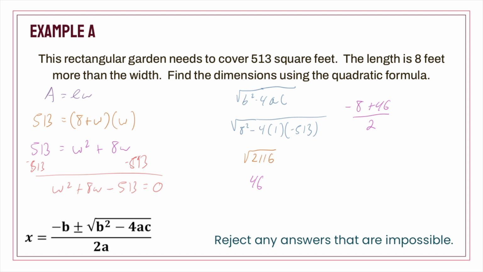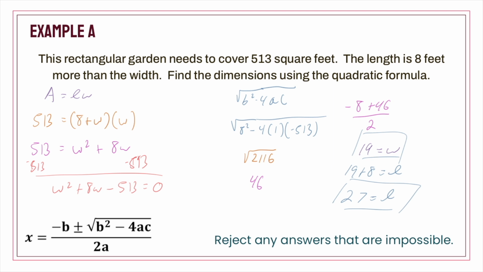Again, you can type this all in your Desmos calculator. That would be my recommendation, but you can, of course, do it by hand. And if you do this, you're going to end up getting a width that is going to be 19. So our width is 19, which is great because that's one of our answers, but we also need the length. So we're going to go ahead and plug that in, because remember, the length is 8 feet more than the width, so 19 plus 8. So 19 plus 8 is going to be our length, and 19 plus 8 is going to be 27, so our length is 27. So our length is 27, and our width is 19.